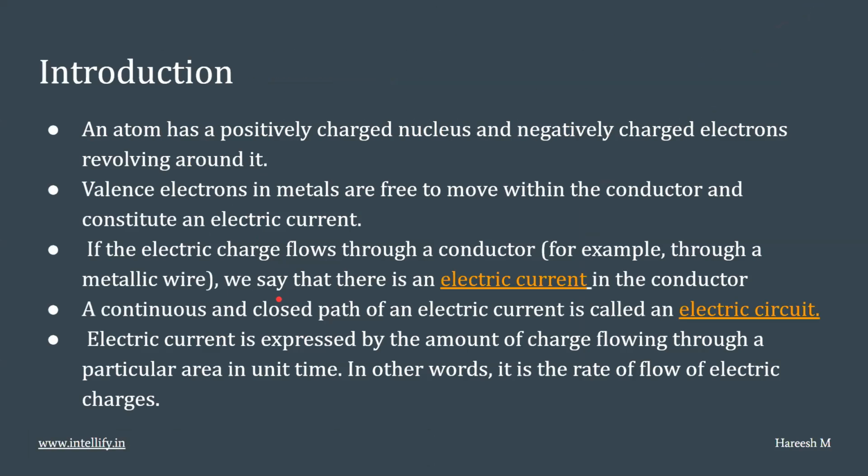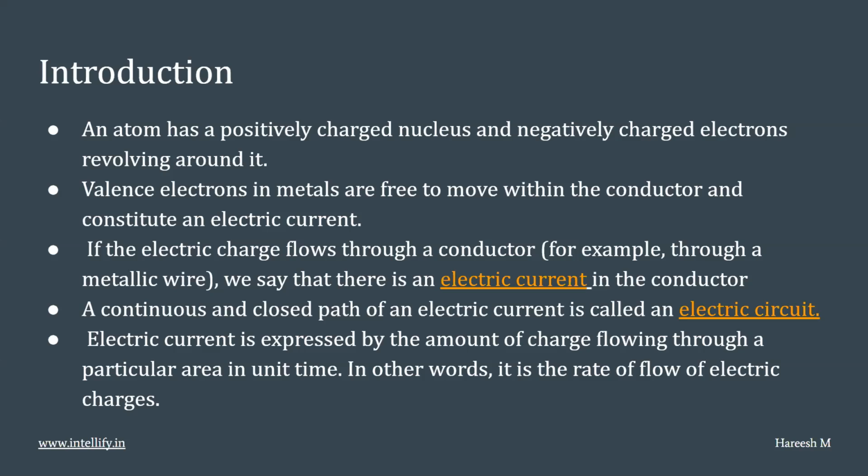Now, electric current is expressed by the amount of charge flowing through a particular area in unit time. In other words, it is the rate of flow of electric charges. We will understand this definition in the upcoming slides.